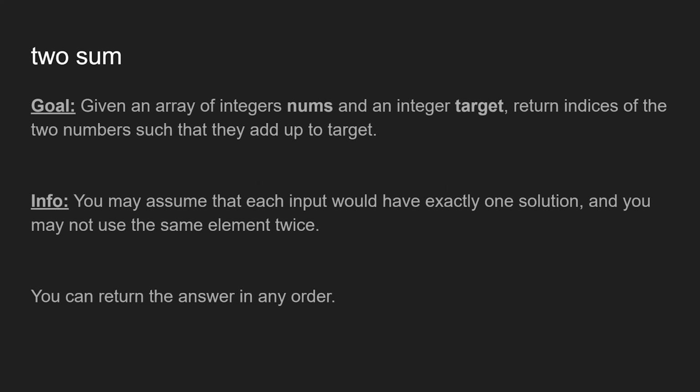So, what is the goal of two sum? Given an array of integers called nums and an integer target, return indices of the two numbers such that they add up to target. You may assume that each input would have exactly one solution, so there is a guaranteed solution. And you may not use the same element twice. You can return the answer in any order.